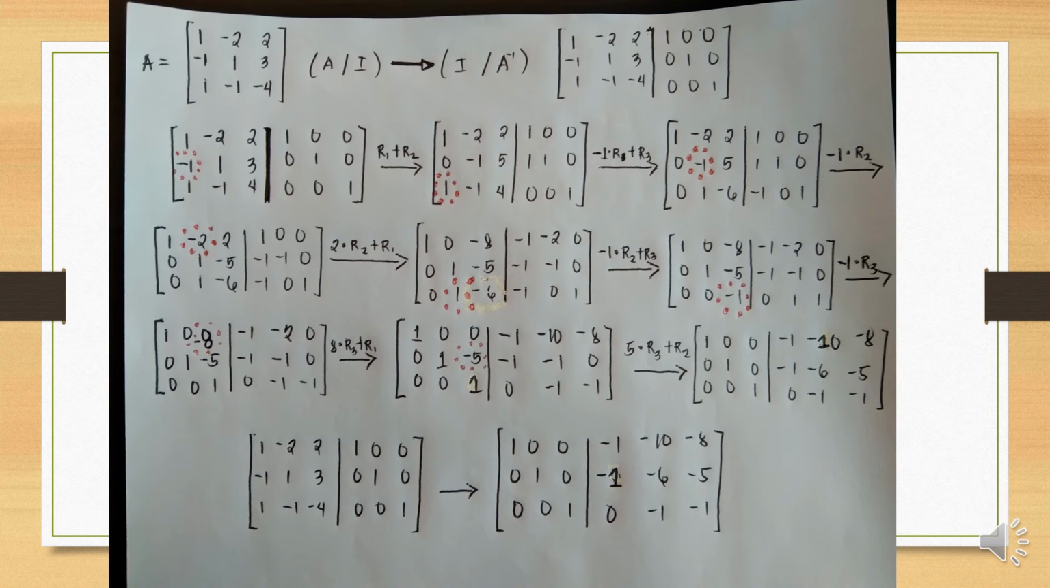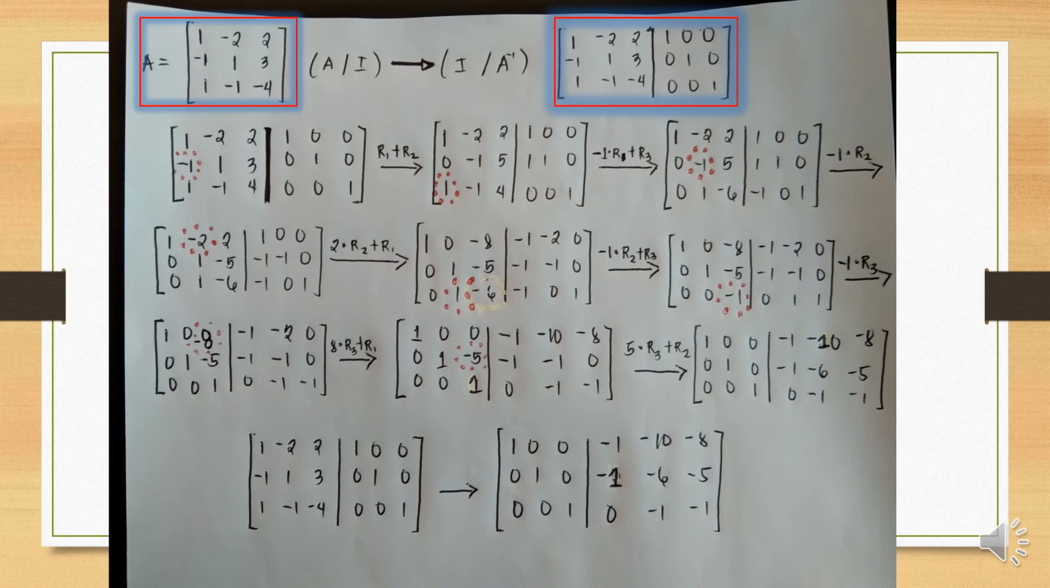So after we get the coded matrix, we are now going to find the inverse matrix. So this is the original matrix, which is 1, negative 1, 1, negative 2, 1, negative 1, 2, 3, and negative 4. So we all know that this is a 3 by 3 matrix. So the identity is 1, 0, 0, 0, 1, 0, and 0, 0, 1. And now we are going to perform the row operations.